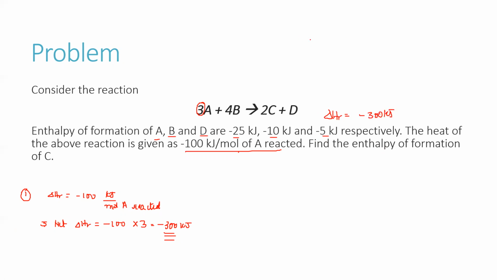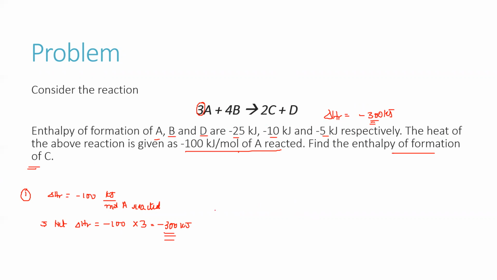This is basically the heat. And over here, this negative sign indicates that this is an exothermic reaction. So since this is an exothermic reaction, 300 kilojoules of heat is going to be released when 3 moles of A react with 4 moles of B. Okay, so this is the first thing that we have done. Next, we have to find the enthalpy of formation of C.